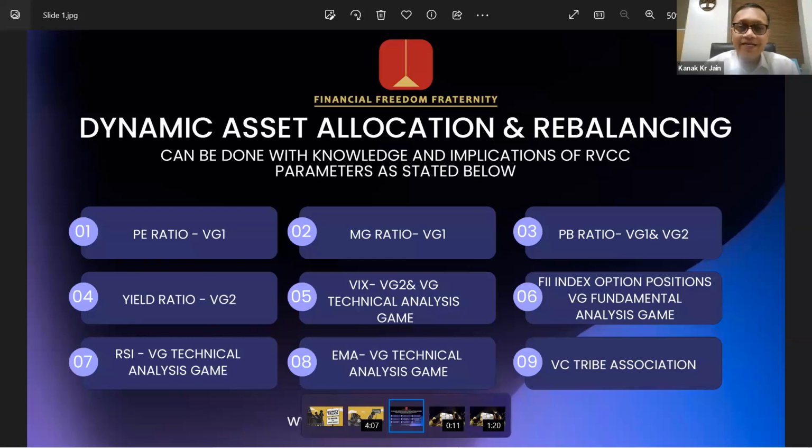Okay. If all of you can see, for any dynamic asset allocation, we need to understand these few things. So these are like 9 things which we should look at almost every week, so that we can understand and estimate what can be the market next week.